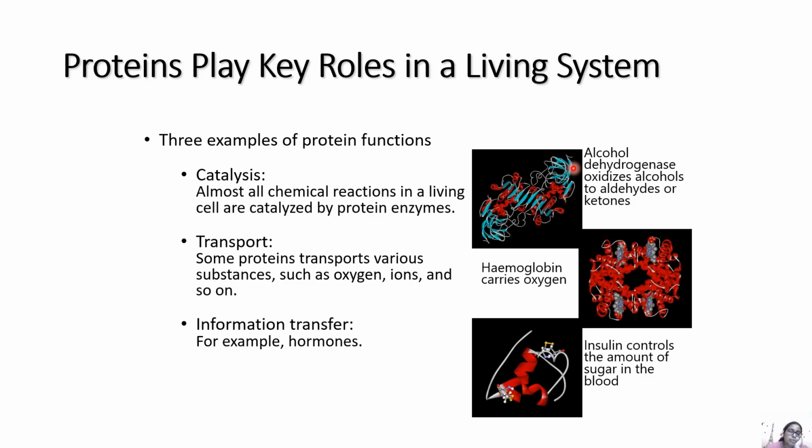There are 3 examples of protein functions: catalysis, where almost all chemical reactions in a living cell are catalyzed by protein enzymes; transport, where some proteins transport various substances such as oxygen, ions and so on; and information transfer, like hormones. Examples: alcohol dehydrogenase oxidizes alcohols to aldehydes or ketones, hemoglobin carries oxygen, and insulin controls the amount of sugar in the blood. These are the different protein functions belonging to different proteins.